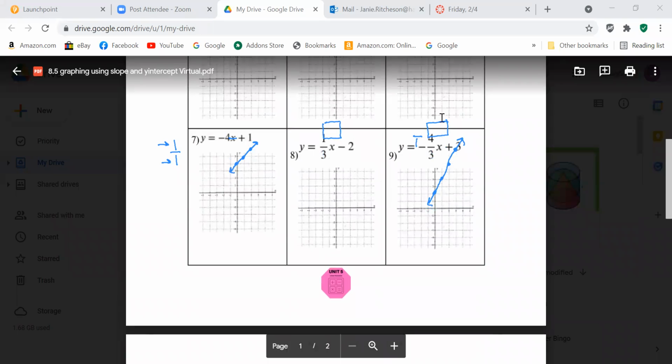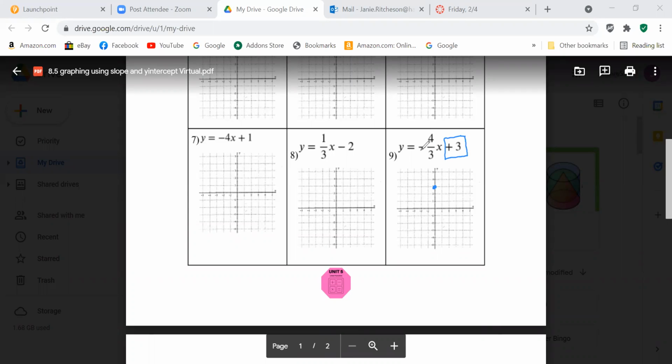So no one has any excuse not to get the ones I'm doing for you correct. All right, look at number 9. What's our y-intercept? Oh, it's 3. Okay, that means we're going to go to 3 on the y-axis.